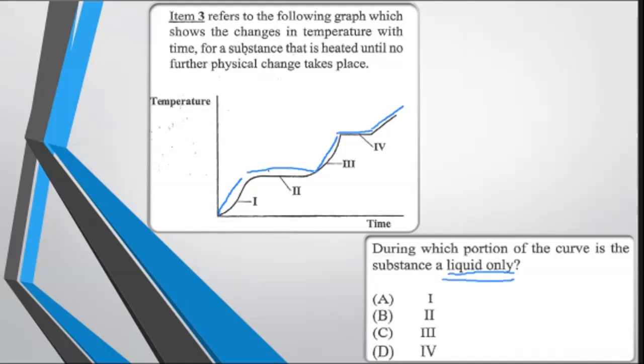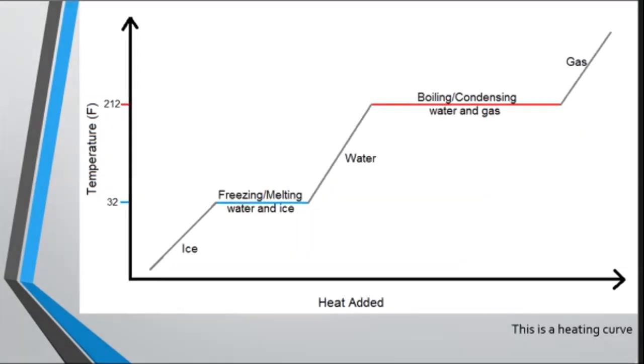Now, this here is a heating curve, meaning it will start off as a solid, then it will be a solid and liquid, the solid begins to melt, then it becomes liquid, then it becomes liquid and gas, and then it becomes gas completely. That's basically how the heating curve looks. So let me pull up an example of that for you. Your heating curve starts off as a solid.